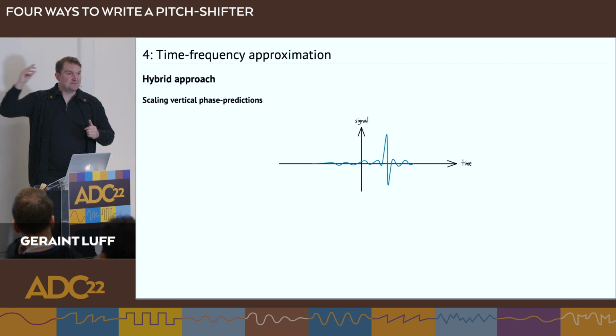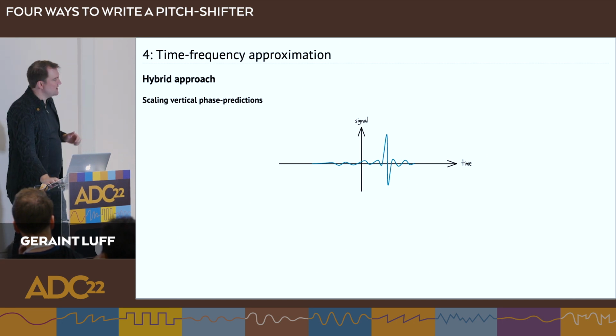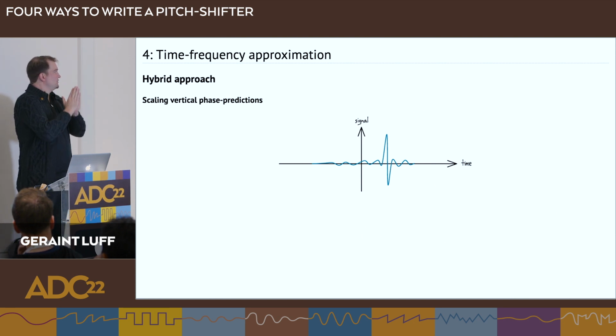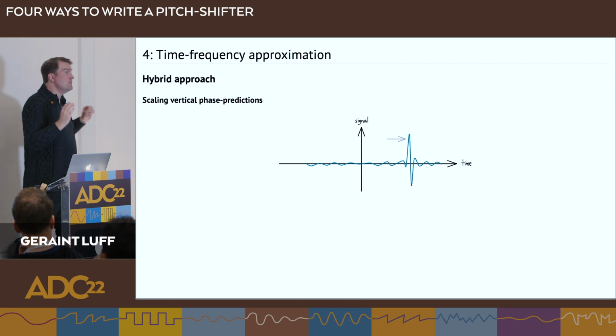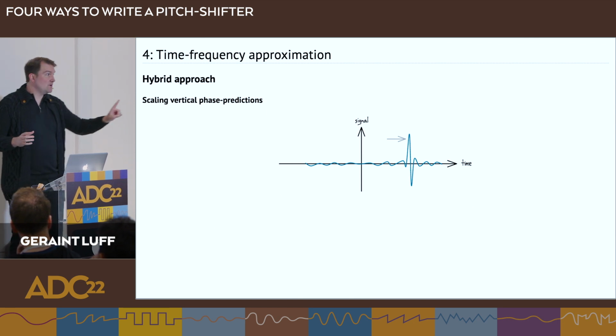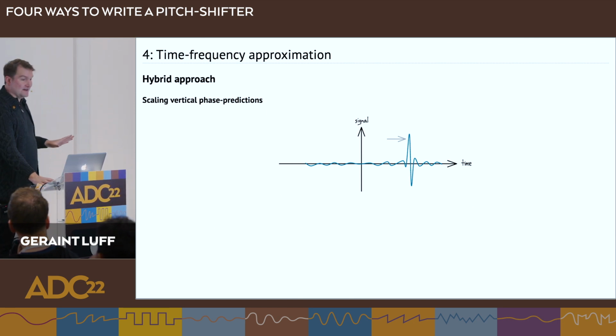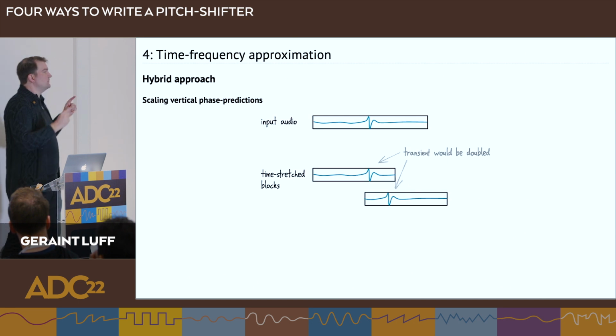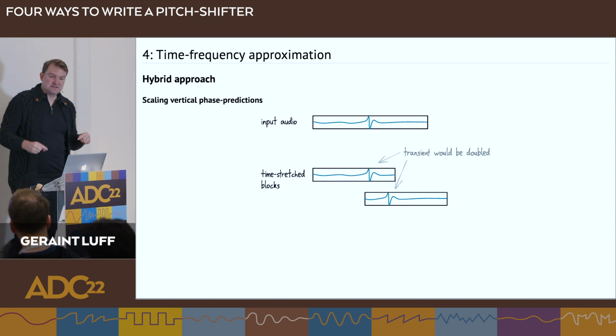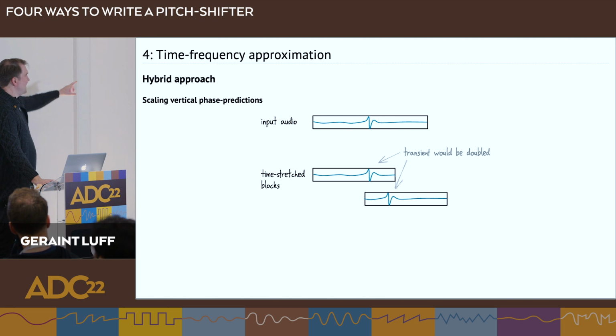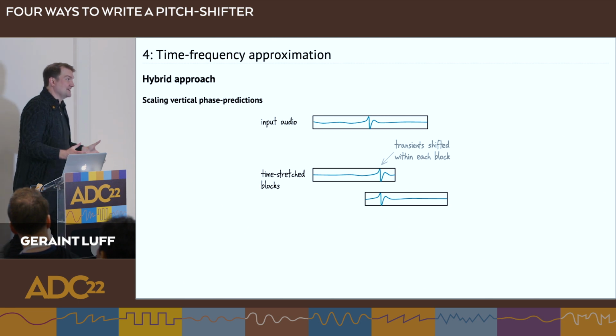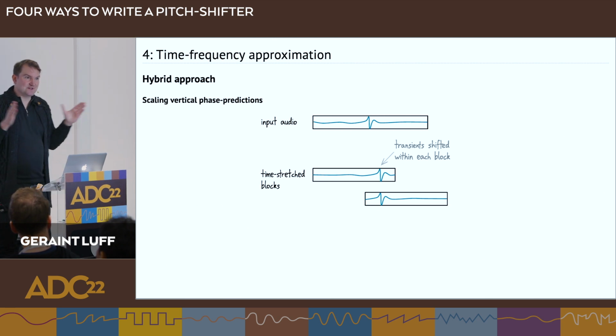And here we have some single event happening in our block. And if we multiply all these phase changes between adjacent frequencies, this event moves within the block. This only works if there's only one thing happening, but it's pretty cool because it helps us avoid these doubled up transients, because each of these blocks will have a moved transient so that they match up nicely if you multiply by the same time stretching factor.